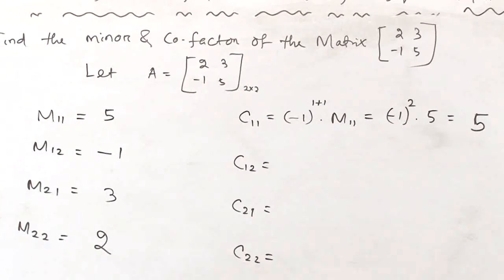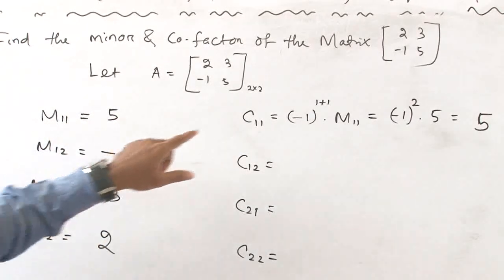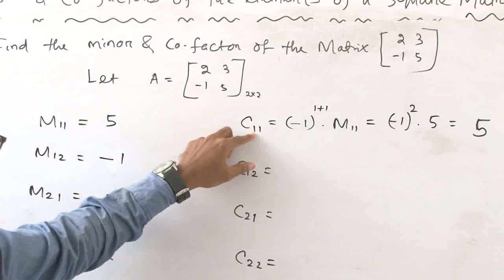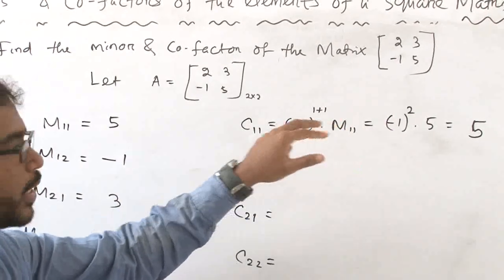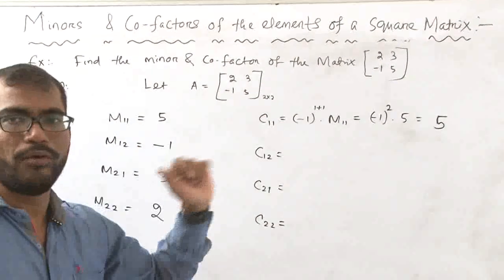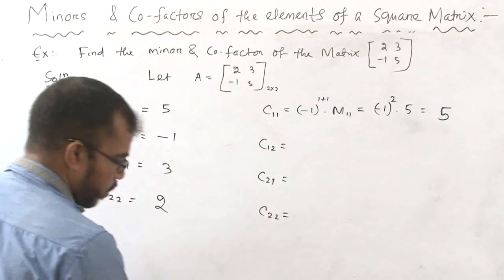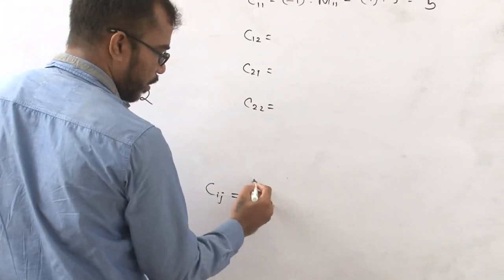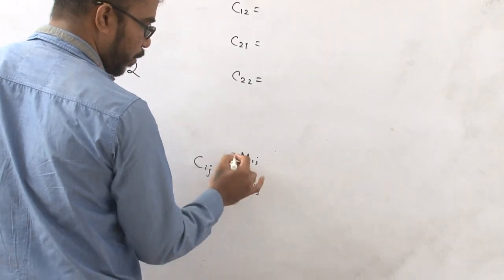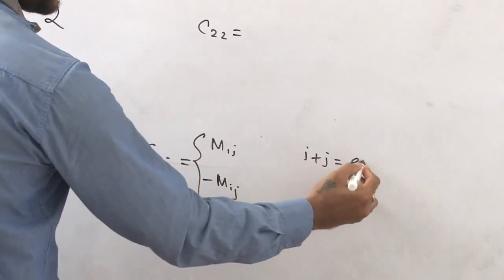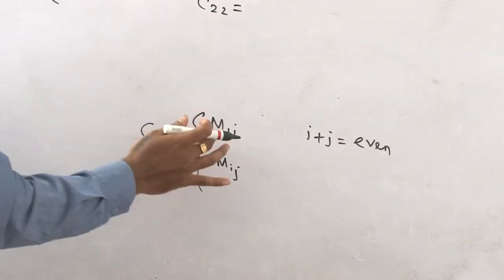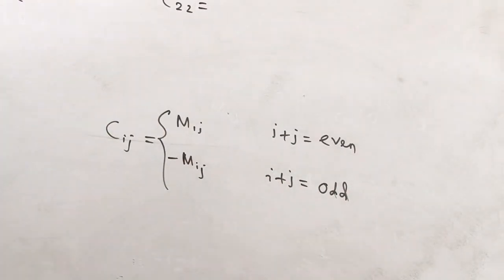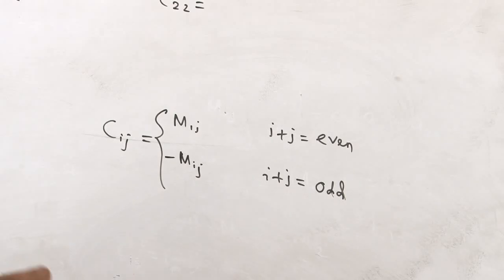But there is a trick to evaluate the cofactor easily. If you add i and j, 1 plus 1, if the sum is odd, then change the sign. If it is even, then write the same value of the minor. Once again, how to find the cofactor easily? If i plus j is even, then you can directly write the same value of the minor. If i plus j is odd, then you change the sign of the minor. So it is a simple method to evaluate easily.